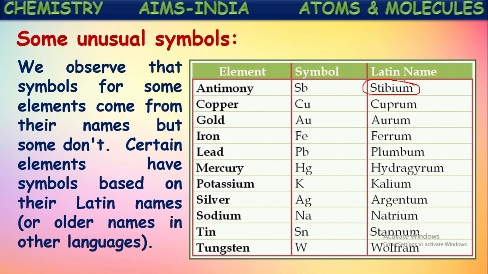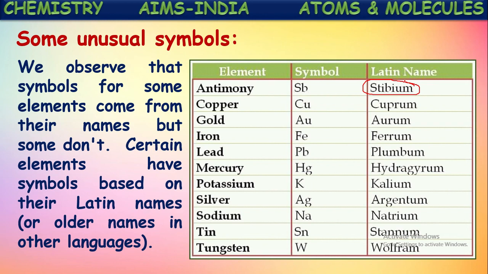Next, potassium. Its Latin name is kalium, so its symbol is K. Silver. Its Latin name is argentum, so its symbol is Ag. Sodium, natrium, Na. Tin, stannum, Sn. Tungsten, wolfram, W.